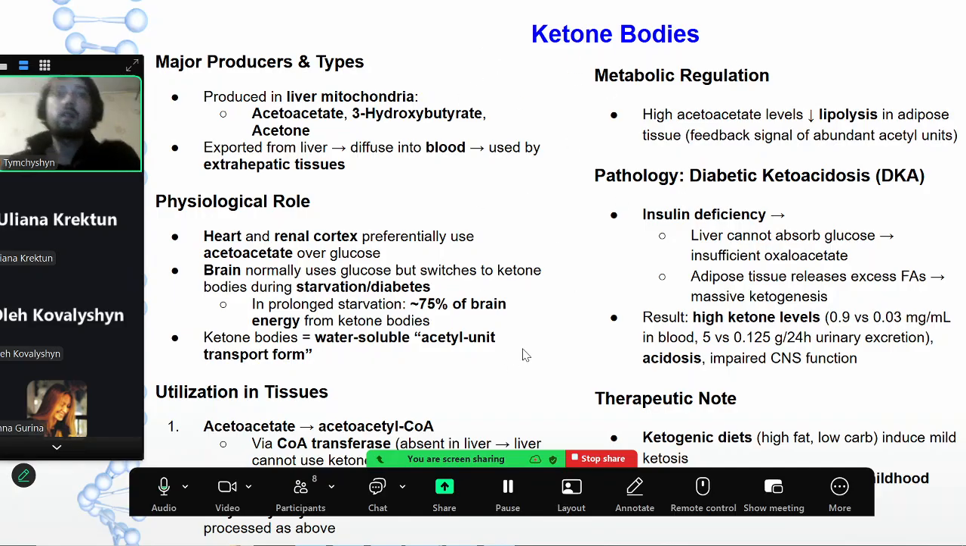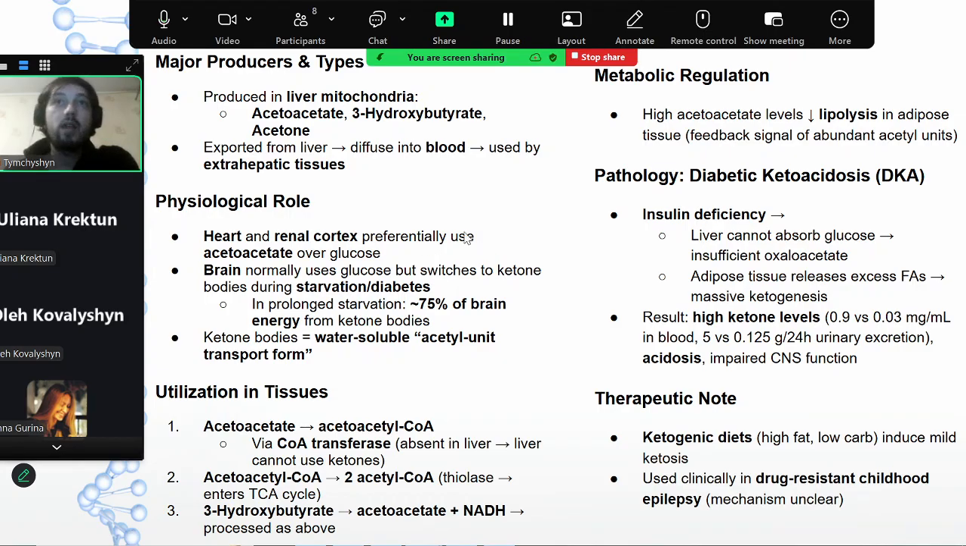So here is some short info on the ketone bodies. You see that the major producers are the liver mitochondria, through the whole pathway I have described to you. The heart and renal cortex preferentially use acetoacetate over glucose. So even this can happen. This tissue is pretty important for us as well, and you see that it needs these ketone bodies.